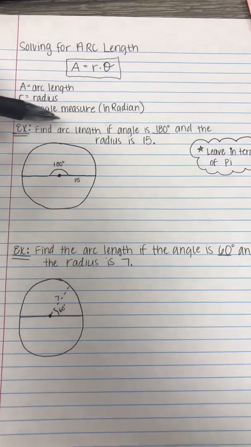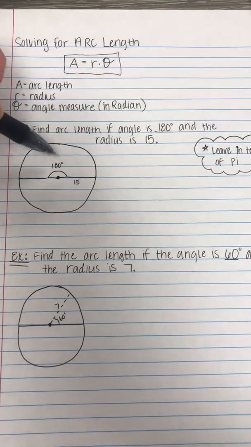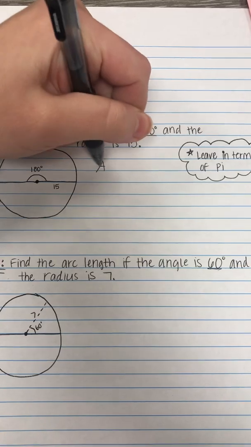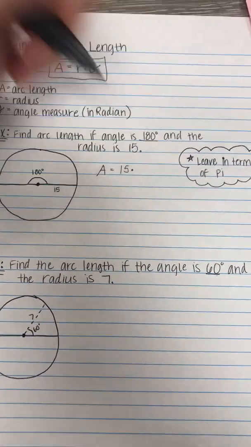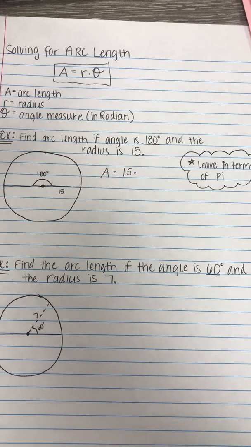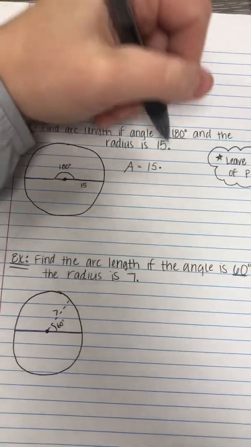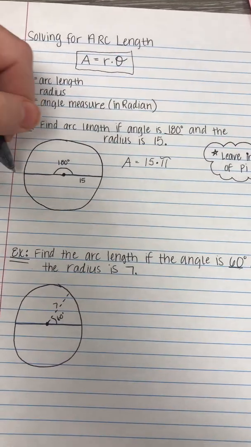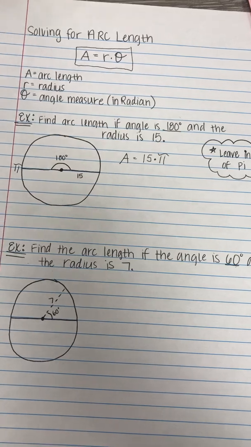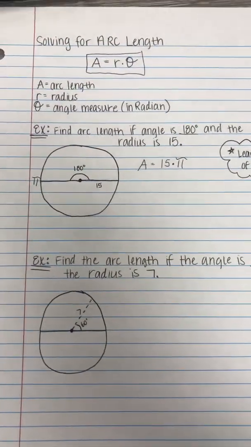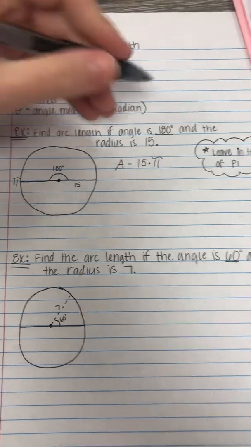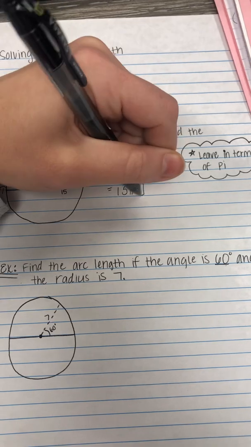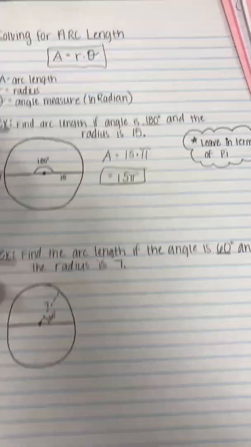Okay, so find the arc length if the angle is 180 degrees, and I've gone ahead and drawn a diagram here, and the radius is 15. So A is going to be 15 as the radius times 180 in terms of pi. 180 in terms of pi is actually just pi, because from here all the way around here, this is pi. We're just going to leave that in terms of pi, so 15 pi is going to be your arc length. That was a pretty easy example.